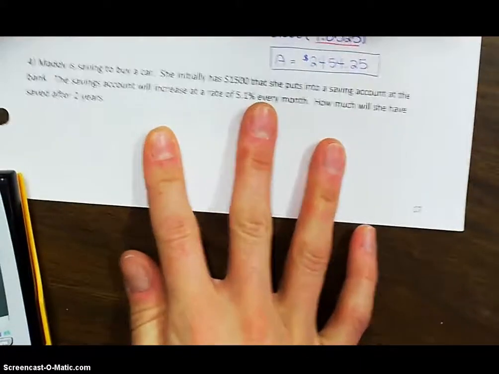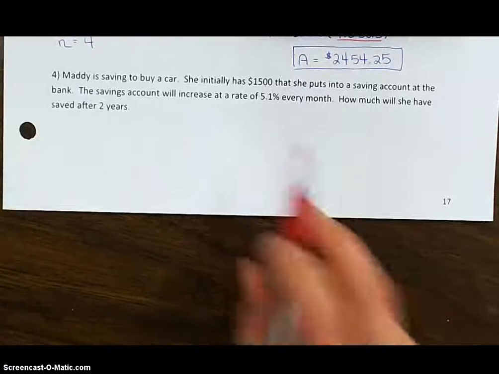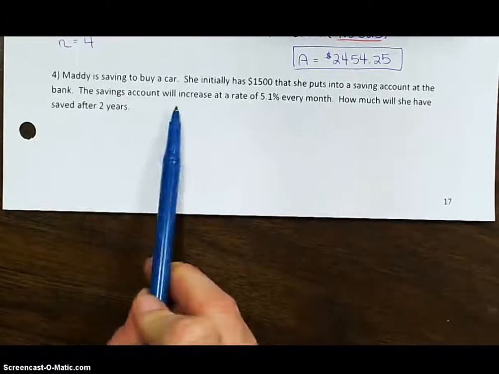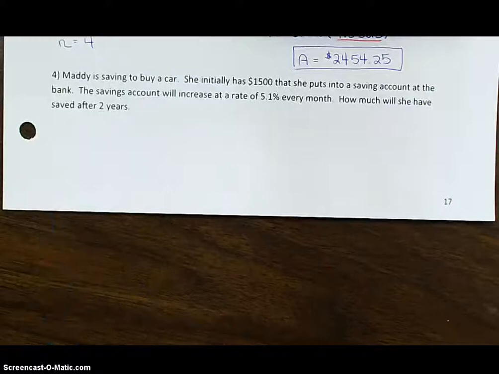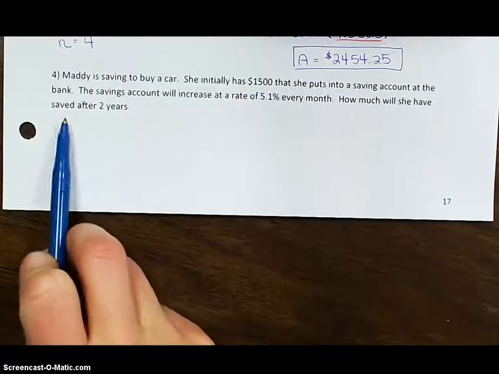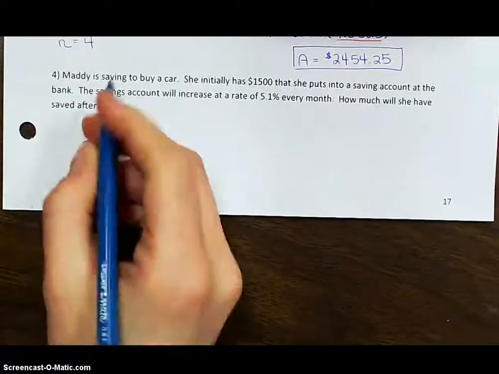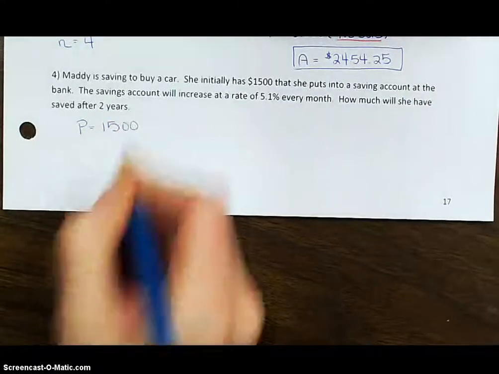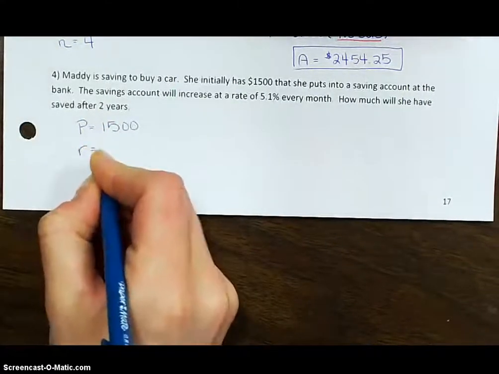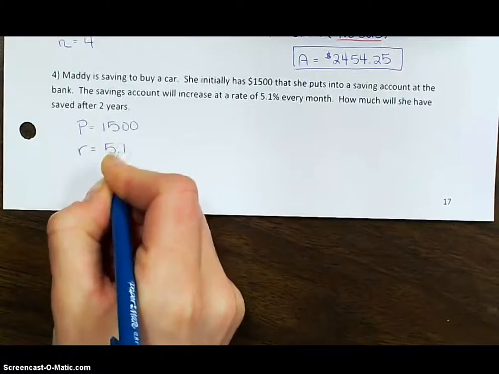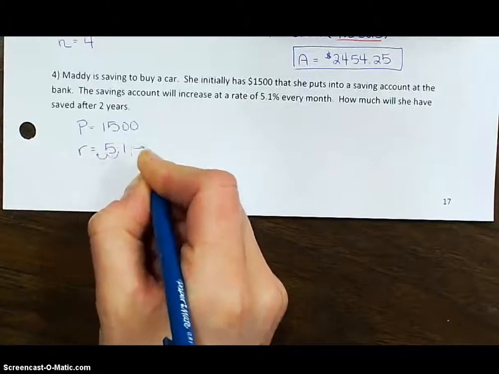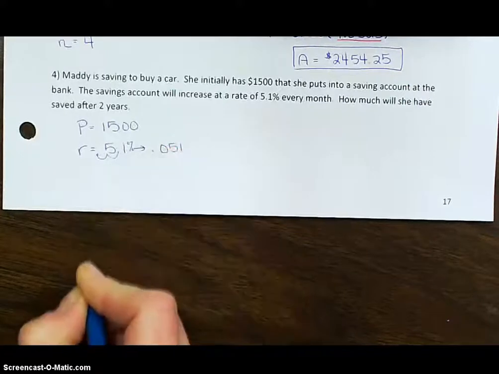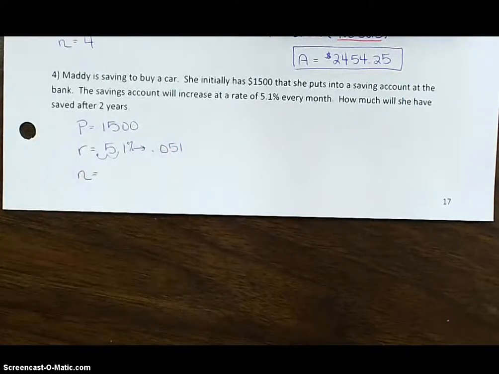Maddie is saving to buy a car. She initially has $1,500 that she puts into a savings account at a bank. The savings account will increase at a rate of 5.1% every month. How much will she have after she saved for 2 years? So the amount she's starting with is $1,500. The rate is 5.1, but remember we have to move that over twice. So that's a percent, so this becomes 0.051.